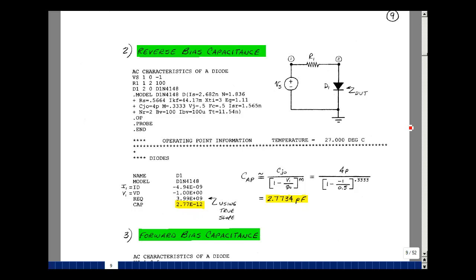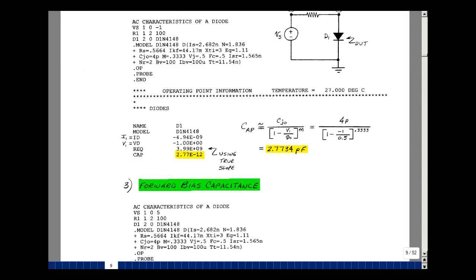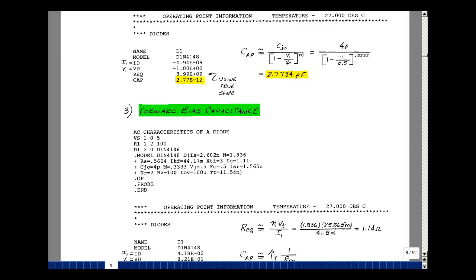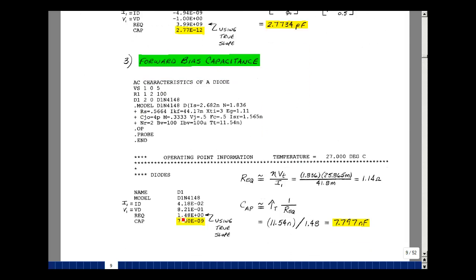Let's take that same circuit and let's forward bias the diode, putting 5 volts for V sub S. And again, let's ask for the operating point. The voltage across the diode is more like 0.821, and the current is about 41.8 milliamps. It calculates R equivalent as 1.48, and the capacitance is 7.8 nanofarads. Remember, there's two diodes in parallel, and this is the true slope. This does not include the resistor R sub S.